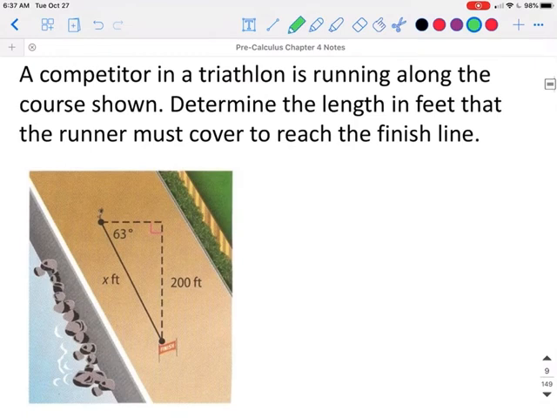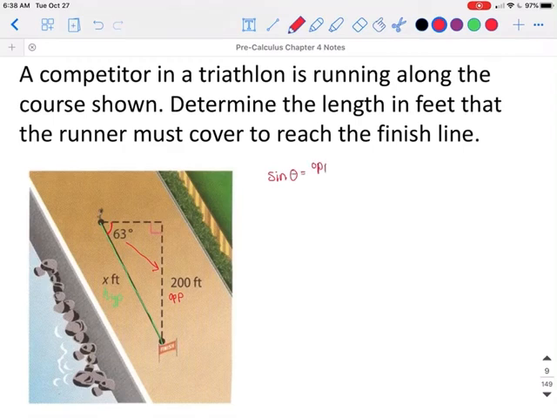A competitor in a triathlon is running along the course shown. Determine the length in feet the runner must cover to reach the finish line. So the person is here. They're going to run along this side. This side is across from the 90, so this is the hypotenuse. If this is our angle right here, the angle is across from this side. The side across from the angle is called the opposite side. So the trig function that uses opposite and hypotenuse is sine.